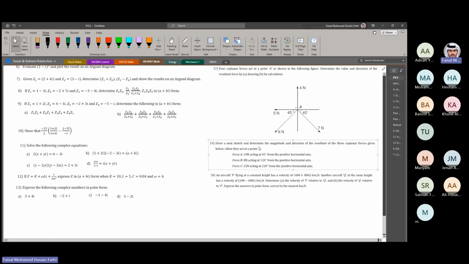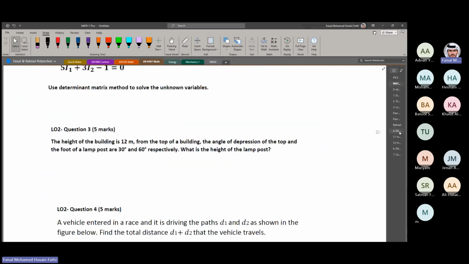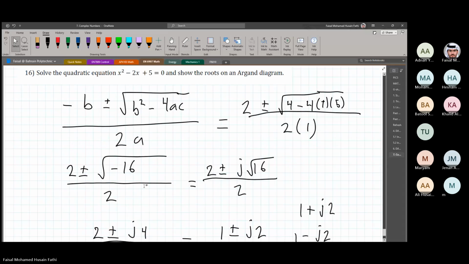Draw a neat sketch and determine the magnitude and direction of the three resultant forces given below when they act at a point. 10 newtons acting 45 degrees from the positive. Okay, they're acting all at the same point. This one we can actually do, and it's basic. And most of you said you enjoy mechanical, so we might as well do it.